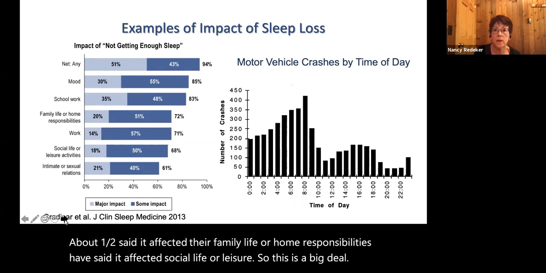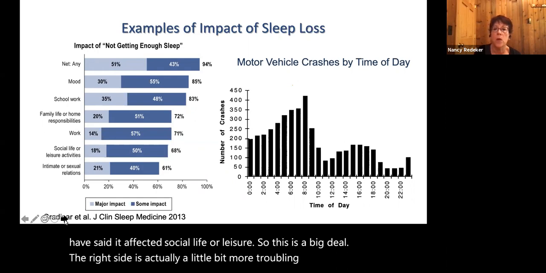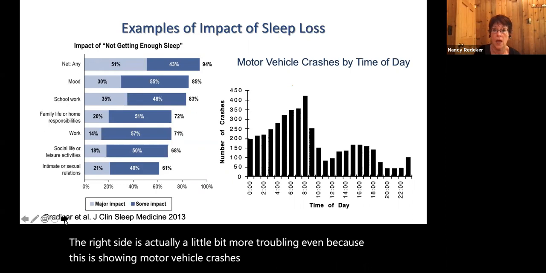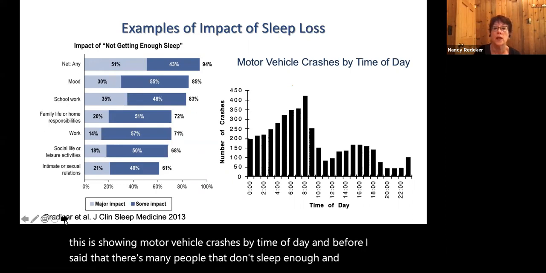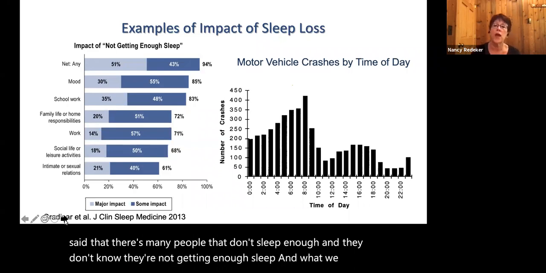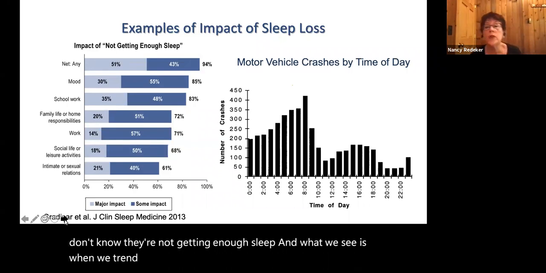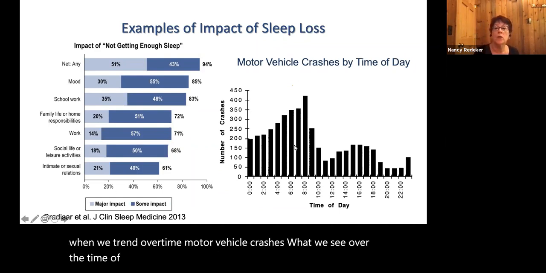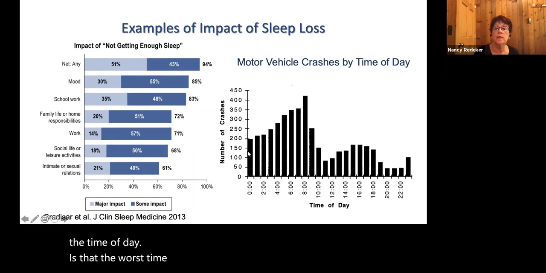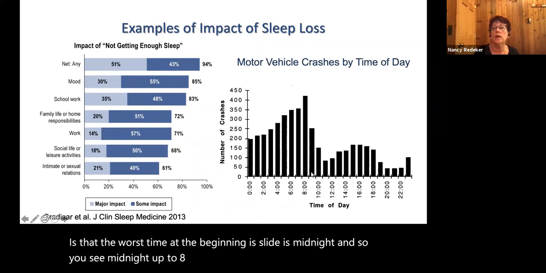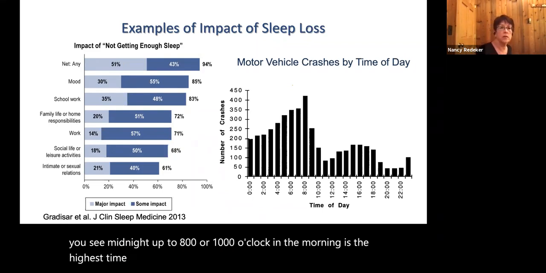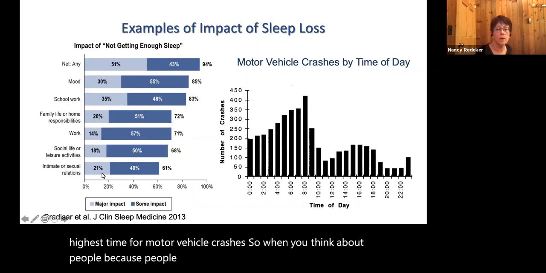The right side is actually a little bit more troubling, because this is showing motor vehicle crashes by time of day. Before, I said that there are many people that don't sleep enough and they don't know they're not getting enough sleep. When we trend over time, what we see is that the worst time, at the beginning of the slide, is midnight. Midnight up to 8 or 10 o'clock in the morning is the highest time for motor vehicle crashes, because people are falling asleep behind the wheel.